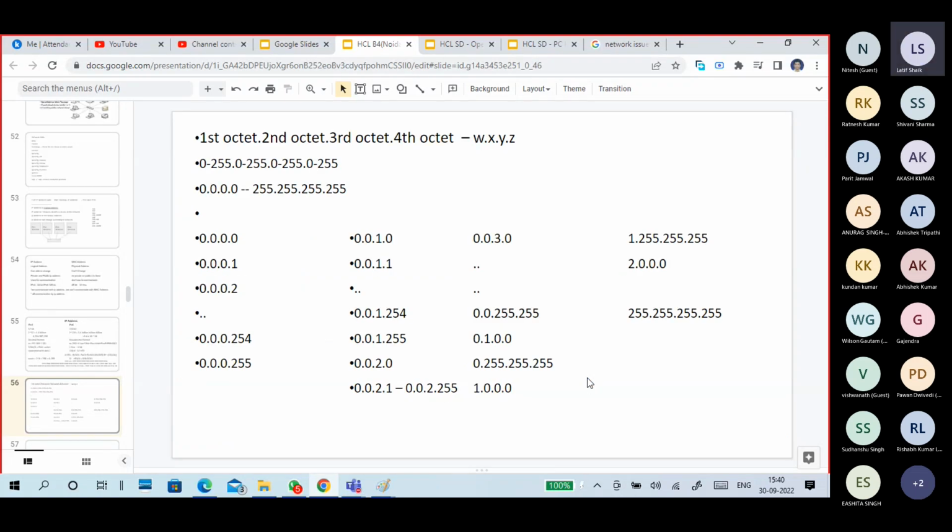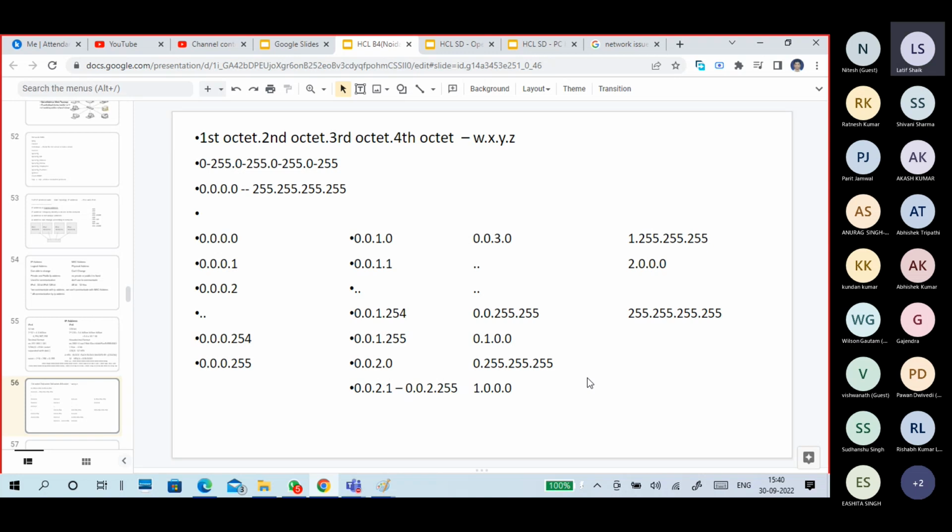So the first one is called the first octet, the second one is called the second octet, the third one we call the third octet, and the fourth one is called the fourth octet. Some people write the first octet as W, the next as X, Y, Z, to make it easier to understand. For ease of writing, you can use any technique. What is important is that you understand and use it.